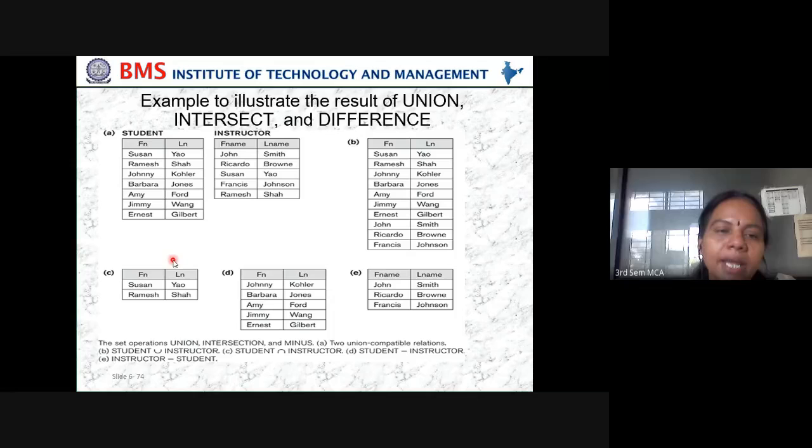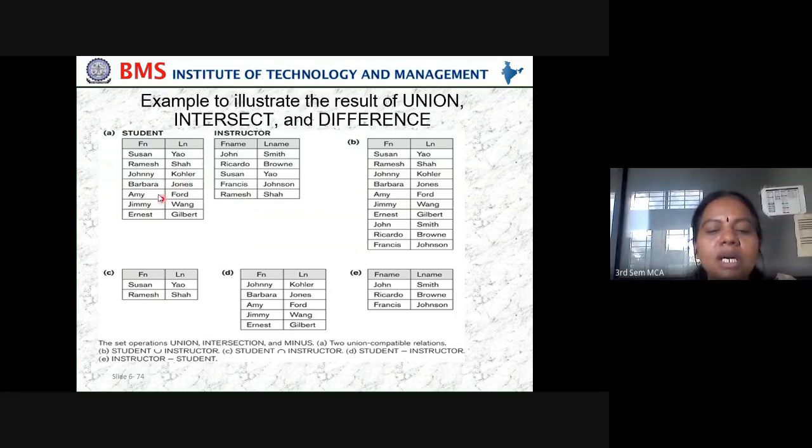So then what is intersection with these two? Check whether Suzanne is there in this. Yes, it is there. Then Ramesh is there. Yes, Ramesh is there. Then Johnny is there? No. Barbar is there? No. Ami is there? No. Jimmy is there? No. Ernest is there? No. So which are common, which are present in both tables, that is what is called an intersection.